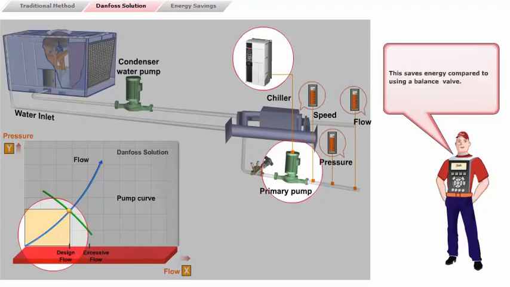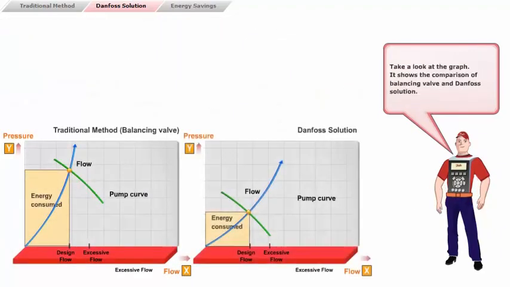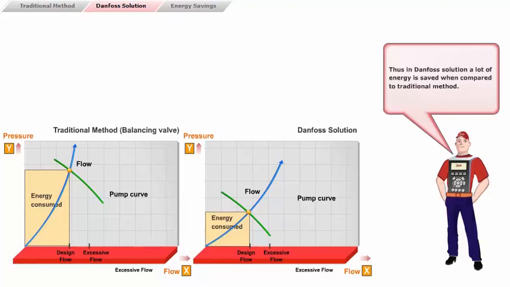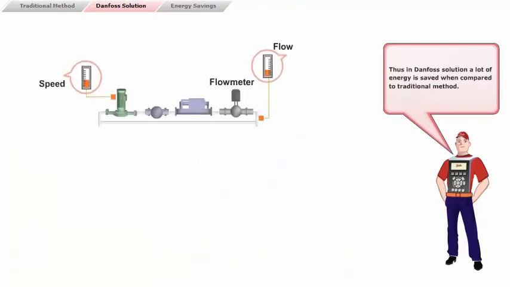This saves energy compared to using a balancing valve. Take a look at the graph. It shows the comparison of the balancing valve and the Danfoss solution. You can notice from the graph that, in the Danfoss solution, there is a lower pump speed curve at design flow. Thus, in the Danfoss solution, a lot of energy is saved when compared to the traditional method.